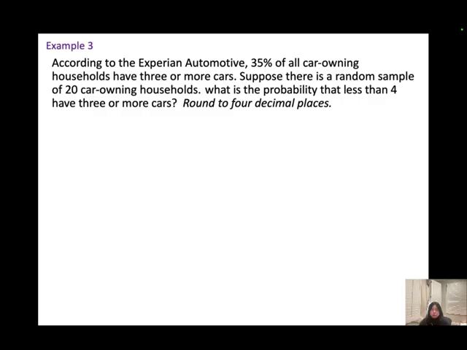Let's try this example. According to Expert Automotive, 35% of all car-owning households have 3 or more cars. Suppose there is a random sample of 20 car-owning households. What is the probability that less than 4 have 3 or more cars? So, less than 4. Again, doing the same thing, we are looking for the n. We do have n equal to 20. Success rate 0.35. Q, the failure rate, is going to be 0.65. And we are looking for less than 4. Okay, so x strictly less than 4 here.